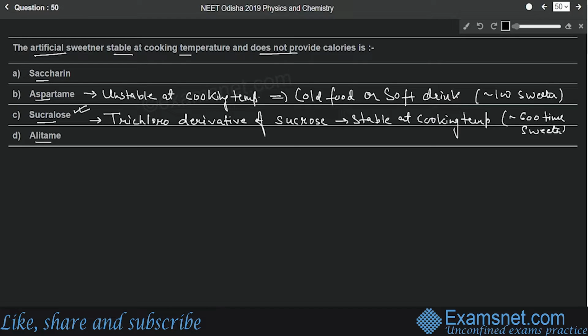And the last one, that is alitame, is the sweetest of all because it is about 2000 times sweeter than the cane sugar. Therefore, it is very difficult to control the sweetness of food in which alitame is used. And what about saccharin? It is about 550 times sweeter than the cane sugar. So, according to the question, our correct answer is option number C, sucralose.